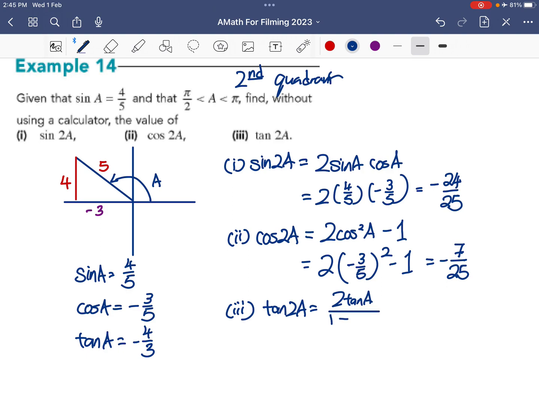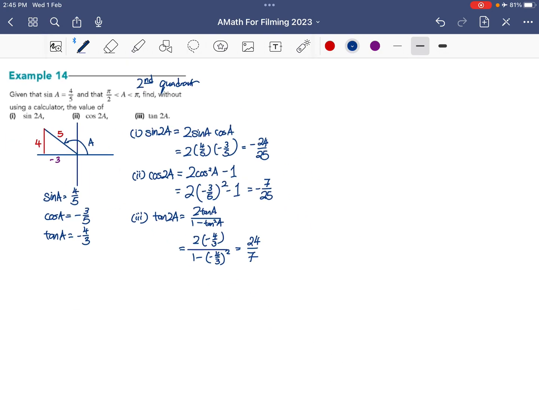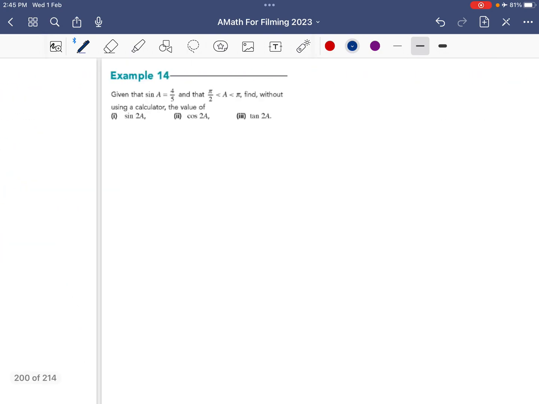Part 3, I find tangent 2A is 2 tangent A over 1 minus tangent squared A. Where do I get the tangent value? We have found it earlier already. So what we get is 2 times -4/3 over 1 minus (-4/3) squared. So what I get is 24/7.